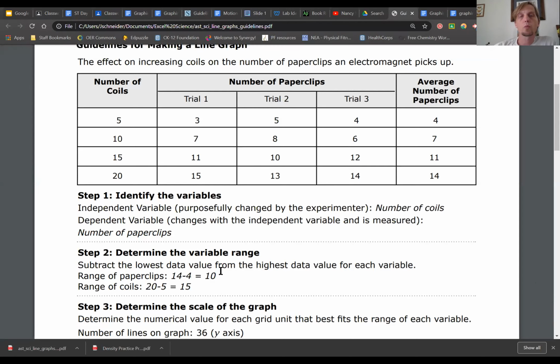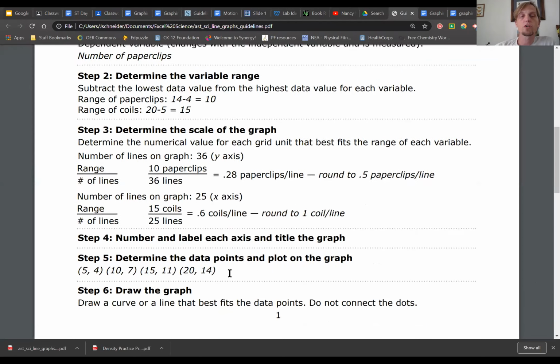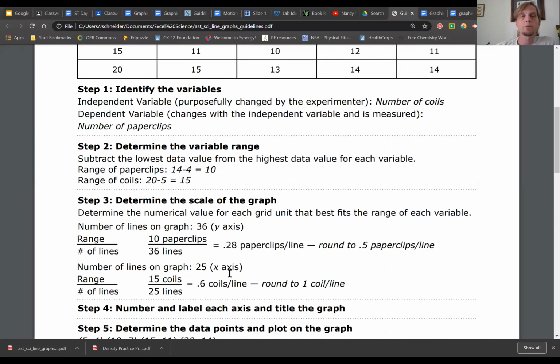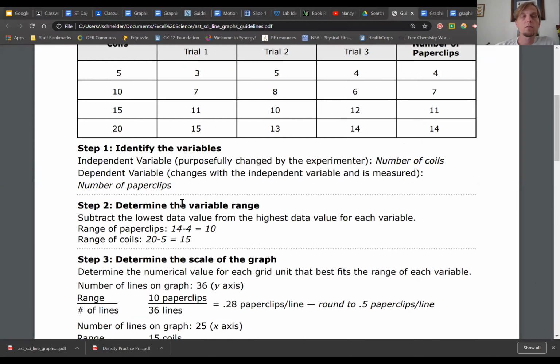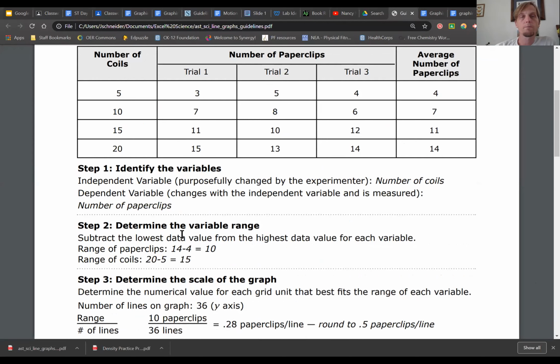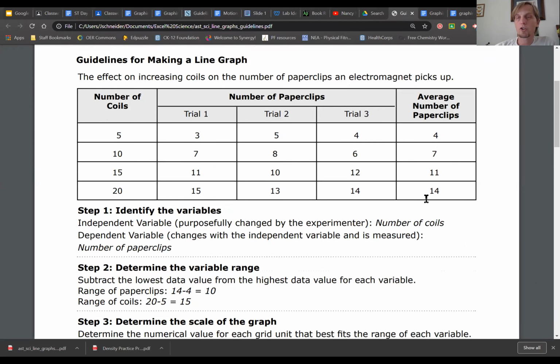So in order to get the range of values for what's going to be our graph, we take the range of paper clips. So 14 is the largest number and 4 is the smallest number. So this is going to give you the range. The range of your data goes from 4 to 14. Doesn't have to be a 0 there. So what is 14 minus 4?